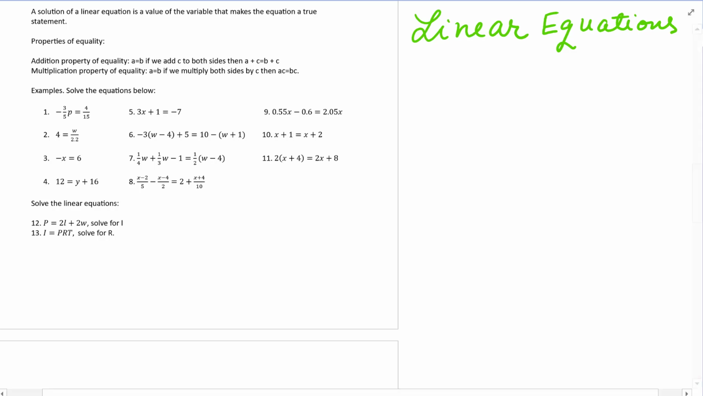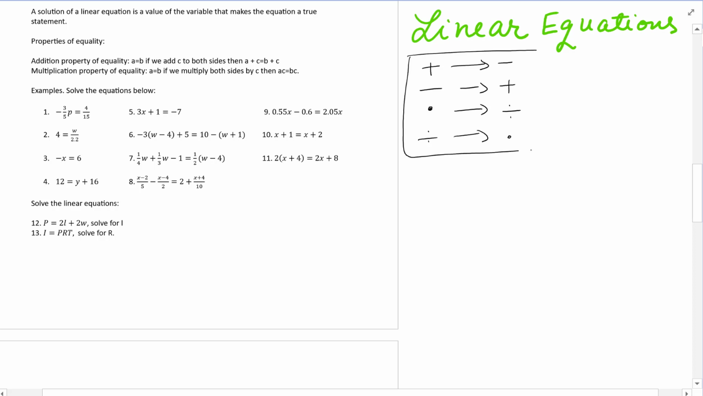Now I want you to keep in mind, if between the number and the variable you have plus, you have to use subtraction to separate or to isolate your variable. If you have subtraction, you have to add. If you have multiplication, you have to divide, and if you have a division, you have to multiply. So we have to keep this in mind.